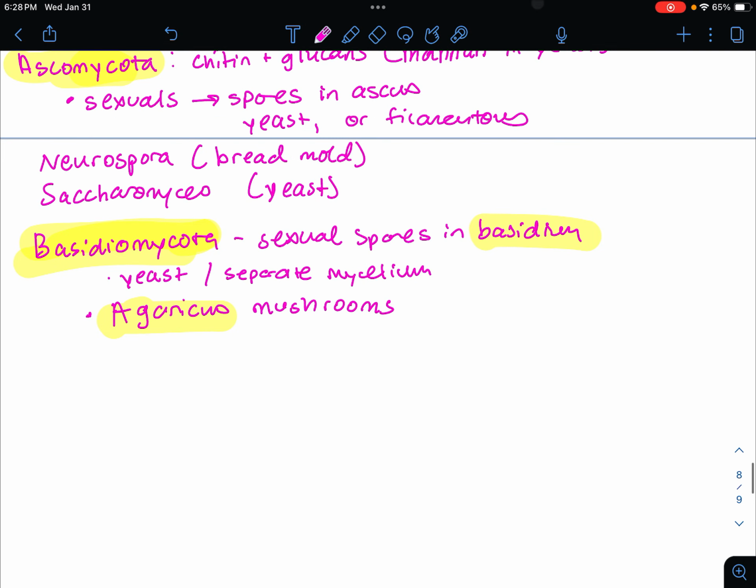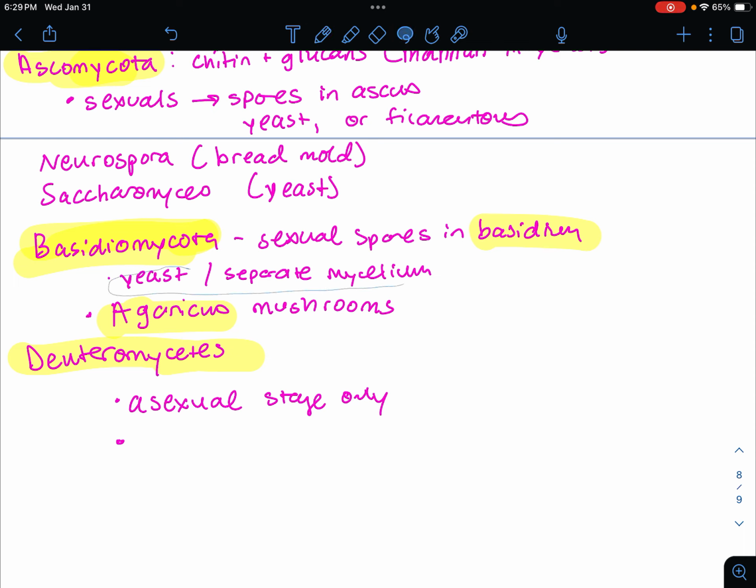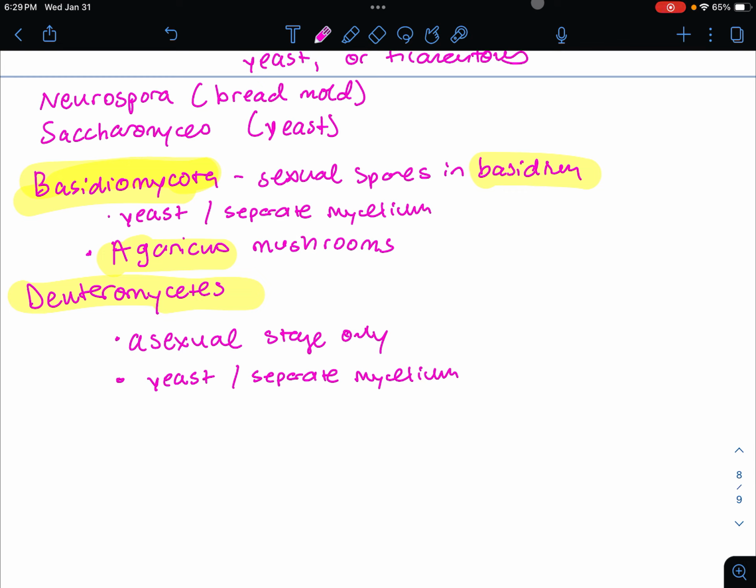Okay, last group are the Deuteromycetes. These are going to be in their asexual stage only. We're going to have separate mycelium or yeast, just like the Basidiomycota. So I might just copy that over like this. See how well that copied over. All right. The cell wall again would be glucan and chitin.